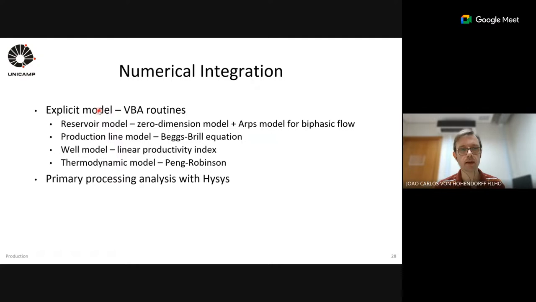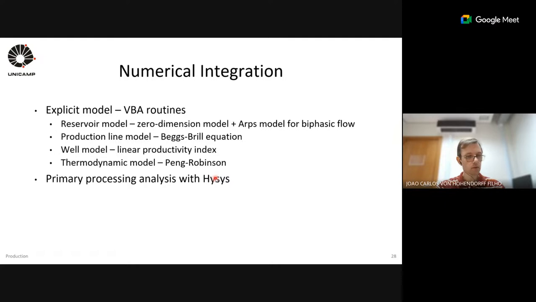using Visual Basic for Applications routines, I define a reservoir model as a zero-dimensional model, an ARPS model for biphase flow, I will show the equations. For the production line model, I consider the Beggs and Brill equation. For the well model, I assume a linear productivity index. And I consider a thermodynamic model using Peng-Robinson to calculate the properties of the reservoir fluids and in the Beggs and Brill equations. Okay? And I did some primary processing analysis using HYSYS, okay, to consider questions related to the topside.